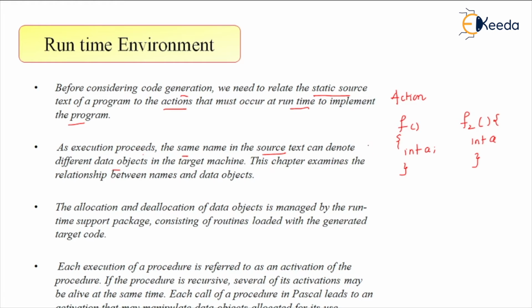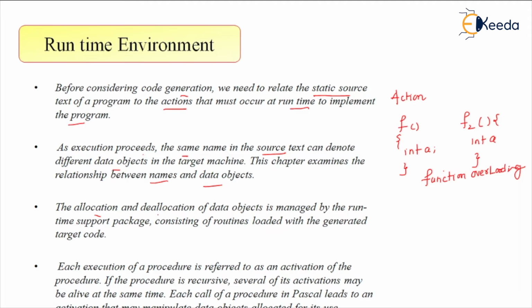Another thing that may occur is that in object oriented programming, function overloading occurs. There also we have the same name denoting two different things. So this chapter examines the relation between names and data objects.